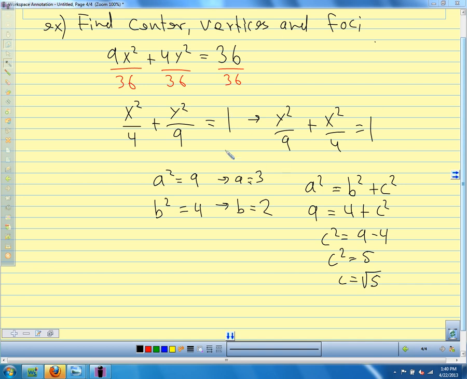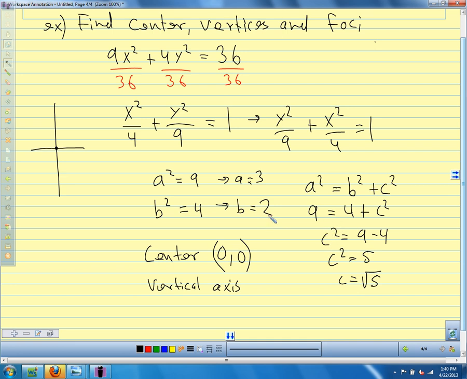Now, it can be very helpful to draw a quick sketch of this ellipse. First off, where is the center of this ellipse? (0, 0). We're not adding anything to the x. We're not adding anything to the y. So our center, we know right away. Our center is at (0, 0). So here's my center. We know that the major axis is vertical. So it's going to be longer this way than this way.